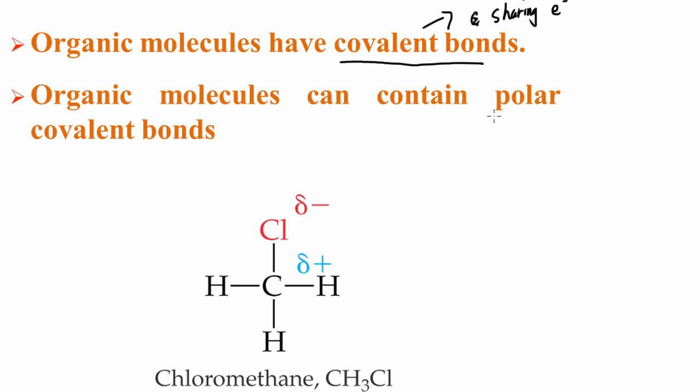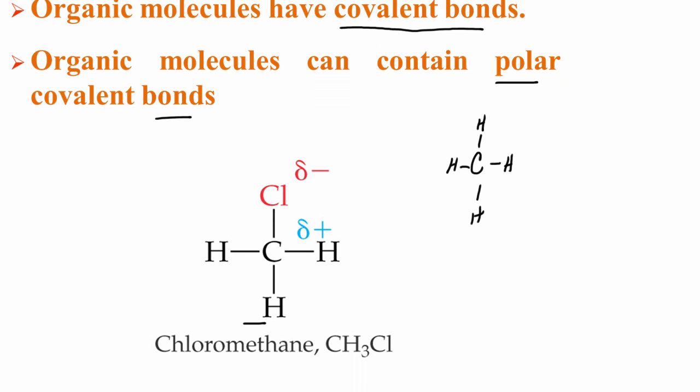Organic molecules can contain both nonpolar and polar covalent bonds. So for example, we look at methane and we know that carbon-hydrogen bonds are considered nonpolar, and of course this molecule as a whole is nonpolar. We take a look here at chloromethane, and we see carbon is bonded to 3 hydrogens and 1 chlorine, and this is a polar molecule. So the carbon-chlorine bond is polar while the carbon-hydrogen bonds are nonpolar.